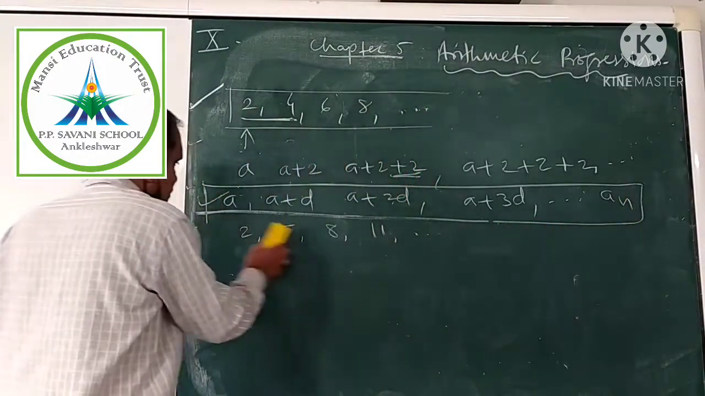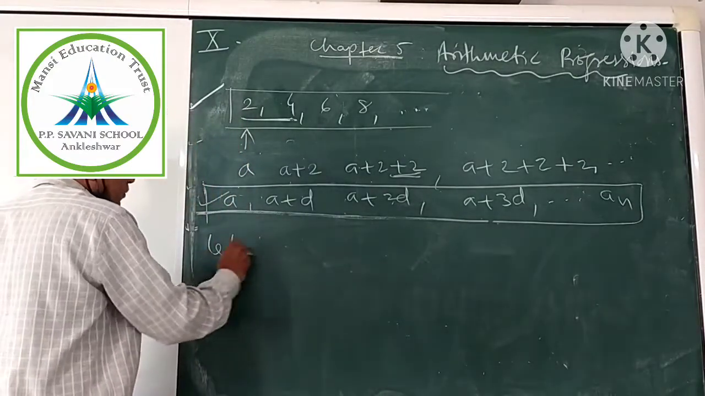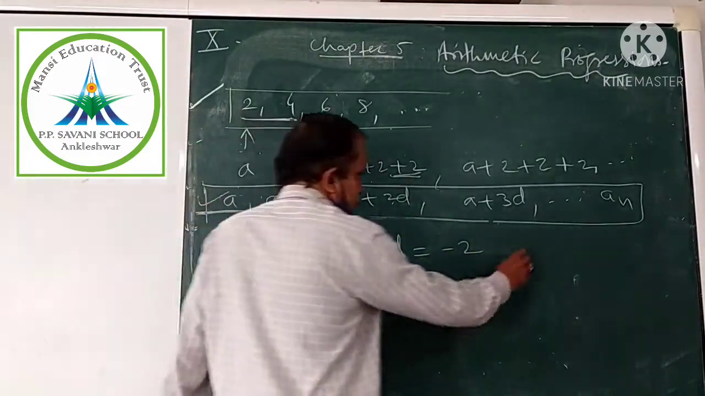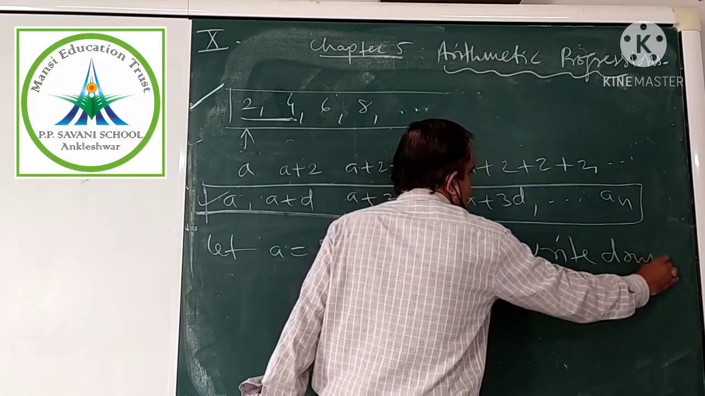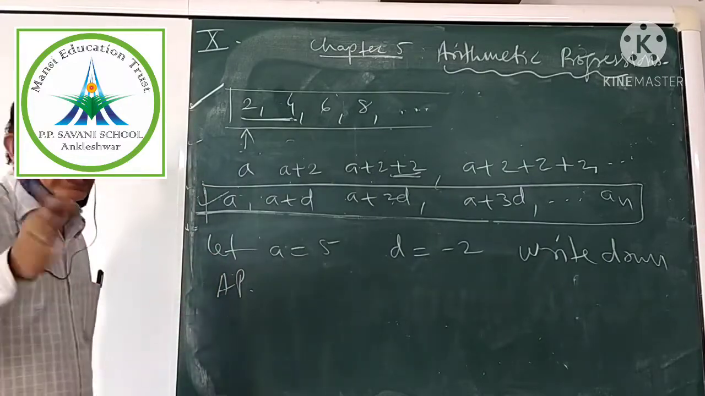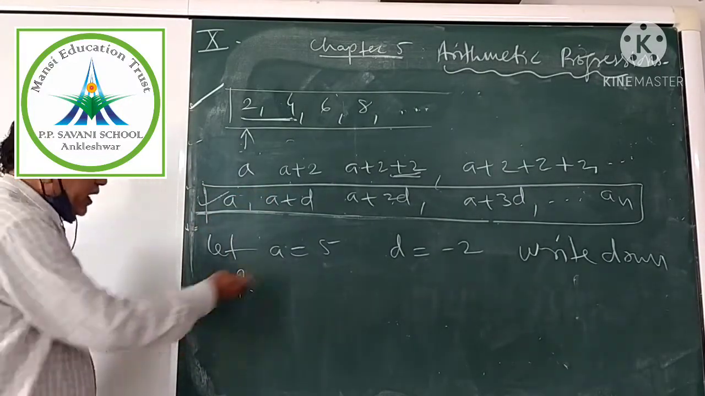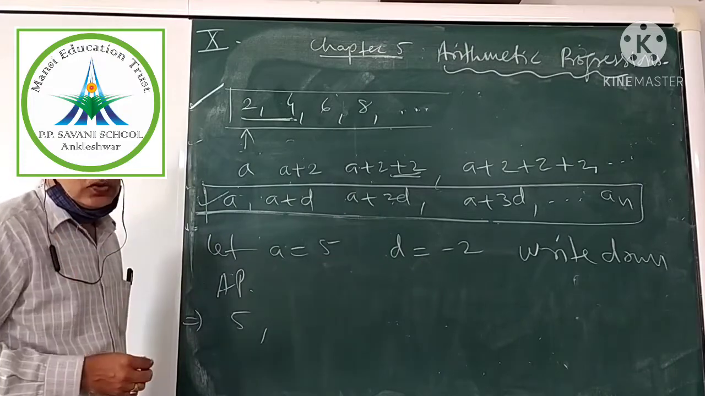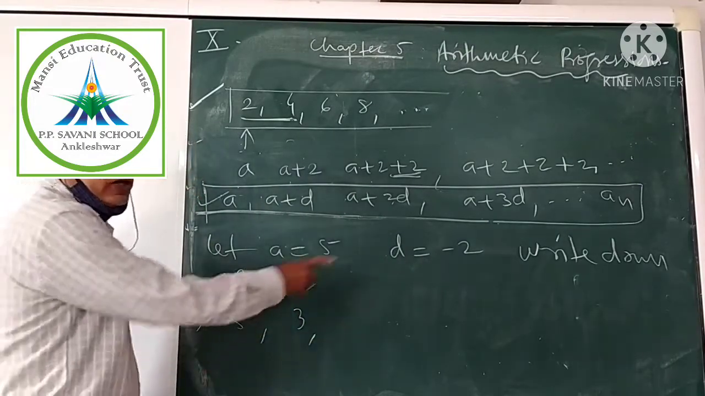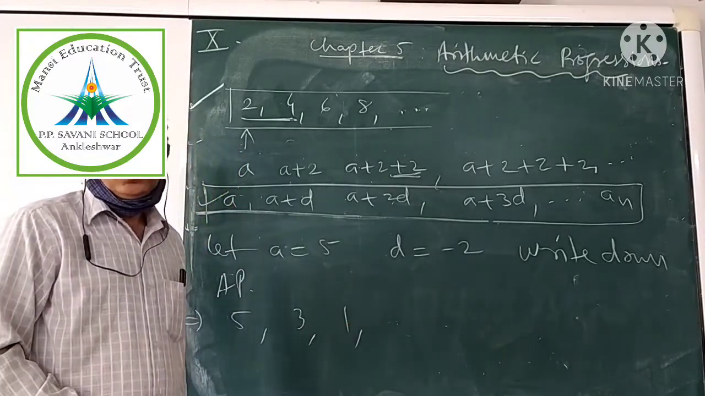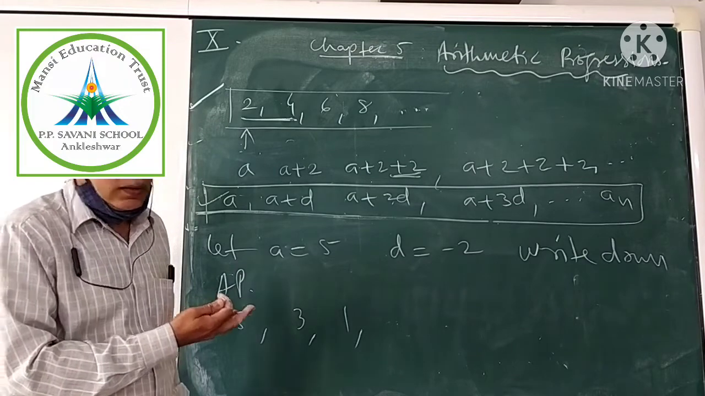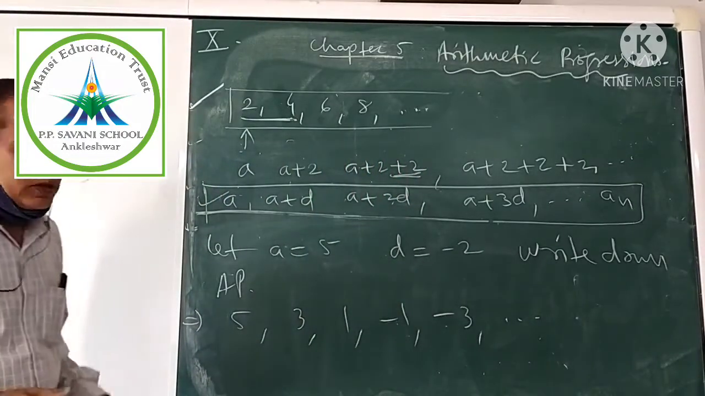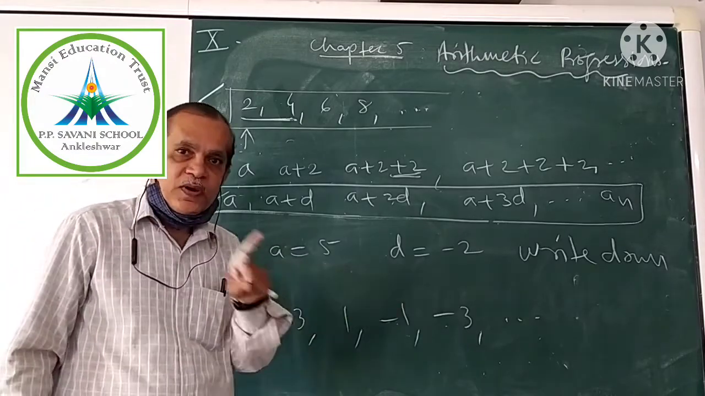Okay, so now everyone understood. If I give a equal to 5, d equal to minus 2, write down the AP. Now students can write easily because they know now. Yes or no? What is the first term? 5. a plus d: 5 minus 2, 3. 3 minus 2, 1. 1 minus 2, minus 1. Minus 1 minus 2, minus 3. You are given the first term and common difference, you can write it.